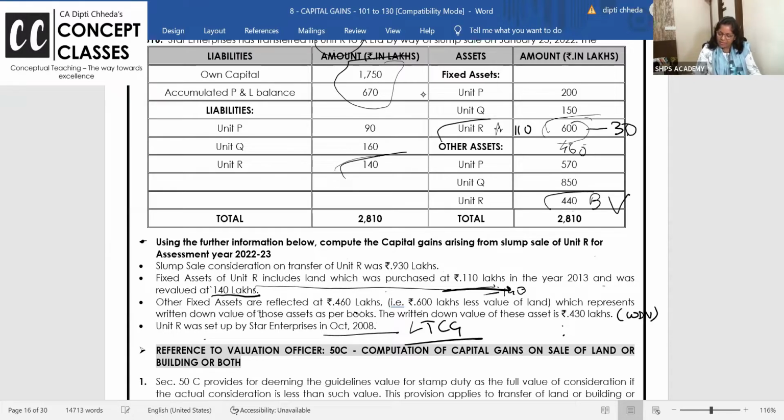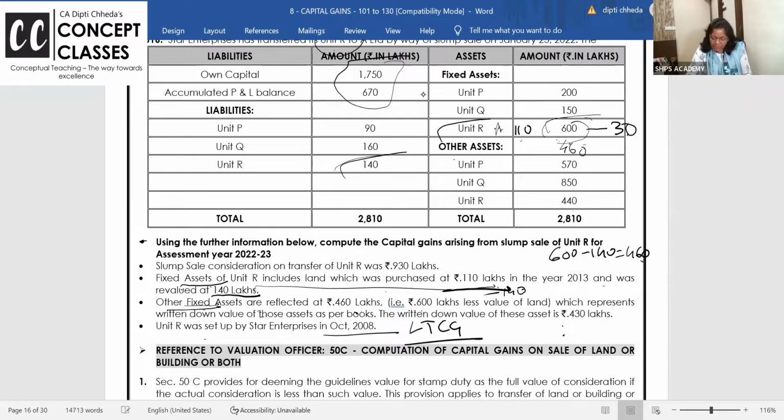I thought this is other assets, so this is not other assets. Other assets is the same, correct. Now, it is other fixed assets. In fixed assets, the land included should be taken at 110. They have taken 600 minus 140, so they have taken other fixed assets at 460.